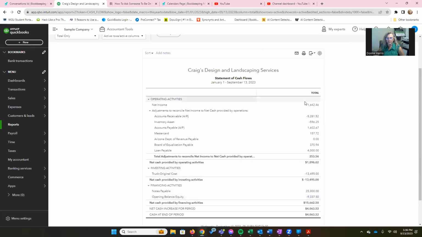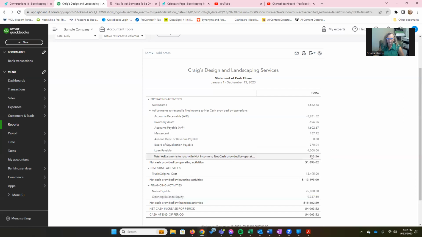So operating activities, we started with the, by the way, if this was a real company, we would also have a beginning cash balance, cash at the beginning of the period. You notice we do not. That's because it's a sample company and it only exists today, basically. It doesn't matter what I do in QuickBooks, it's going to reset as soon as I get back out of it. So we have no beginning cash balance. We have net income. We have things that come out of net income and things that go into net income.